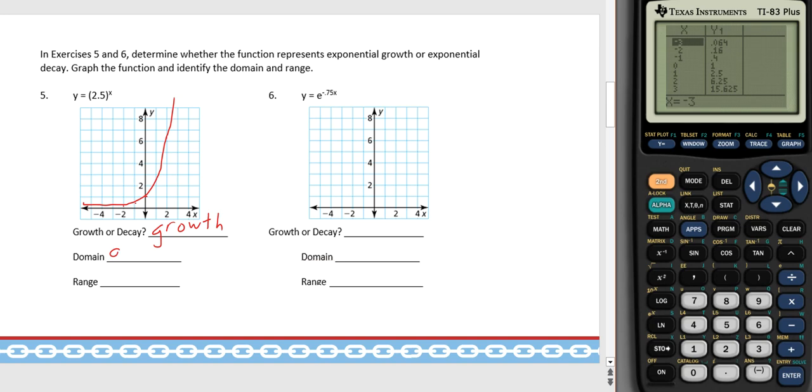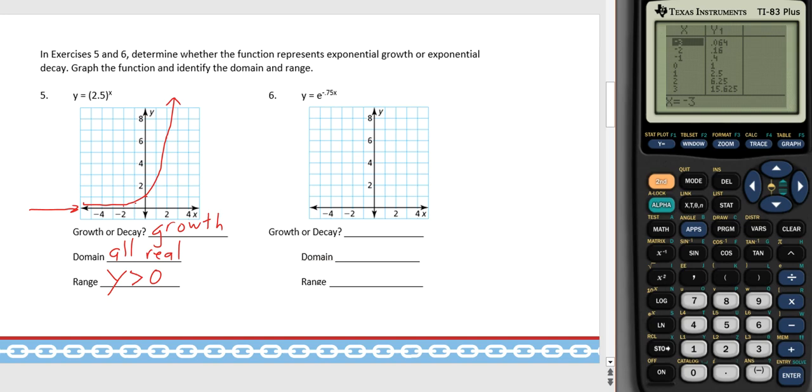So my domain for all of these exponential functions will be all real numbers, negative infinity to positive infinity. And then the range is based on where the data starts to approach but never touches. So the data goes up to positive infinity, but it does not ever get to 0. That would be the asymptote. So y is always greater than 0. So that is how we do domain and range.